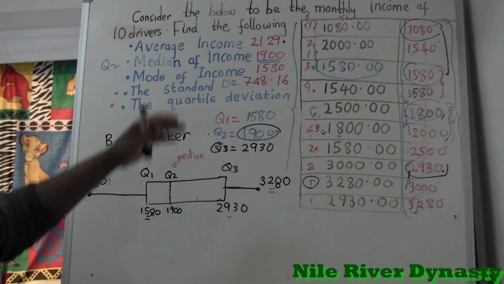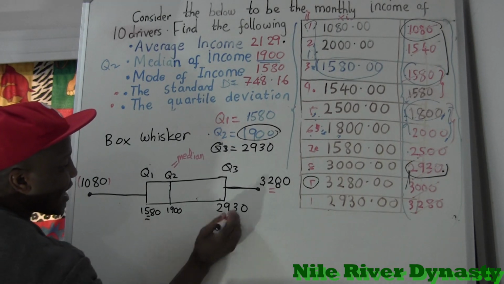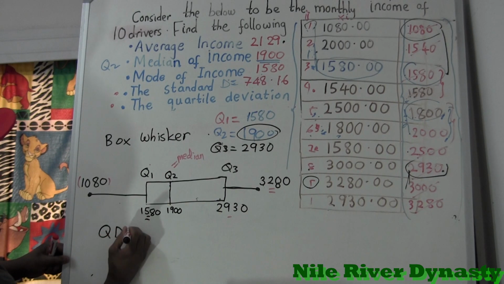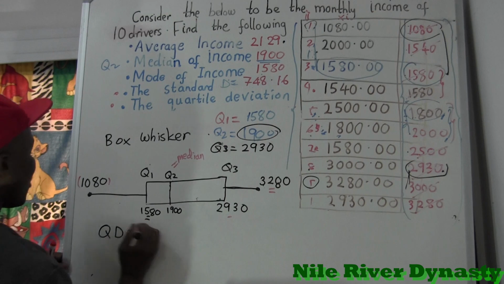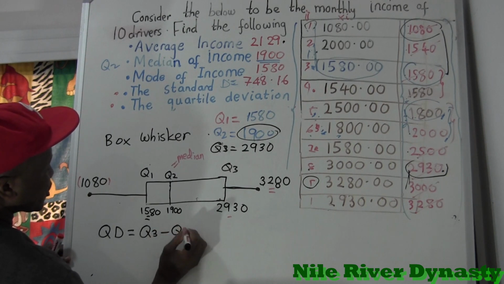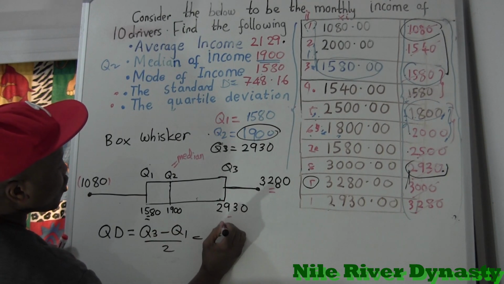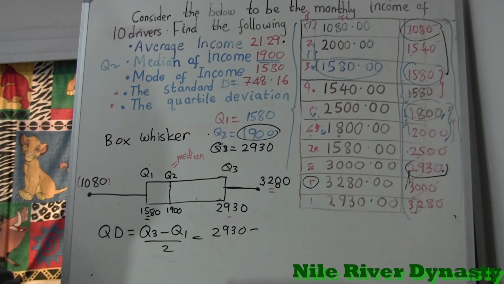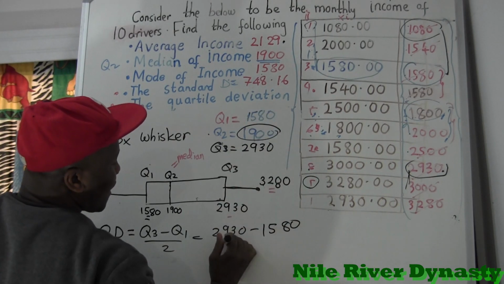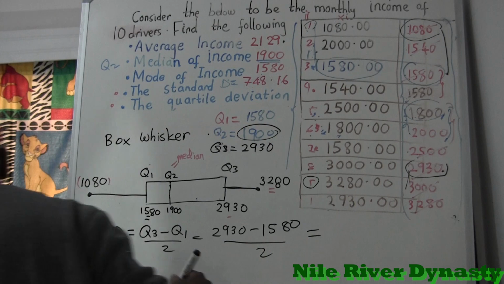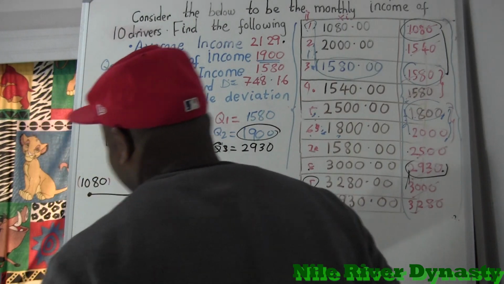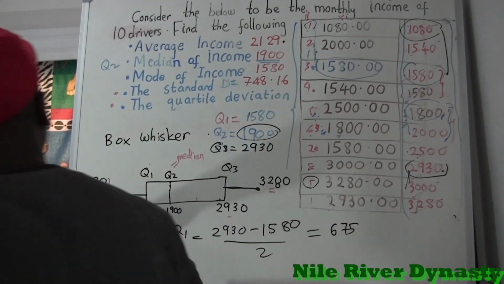So now they ask for quartile deviation. Quartile deviation means how does this quartile range? So how do we get quartile deviation? Quartile deviation, QD, equals quartile 3 always minus quartile 1, and then divided by 2. What is quartile 3? 2930 minus quartile 1, 1580, and then divided by 2. Put it in the calculator, and this is going to give you 675. So this is the quartile deviation.